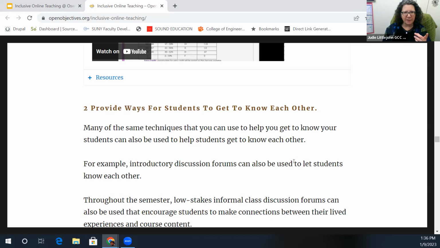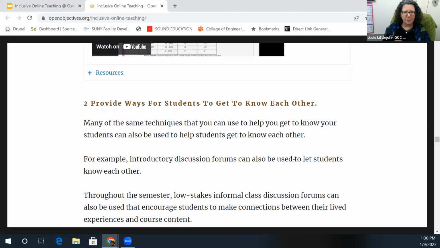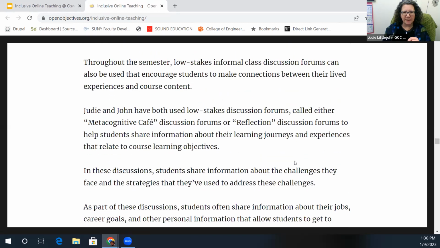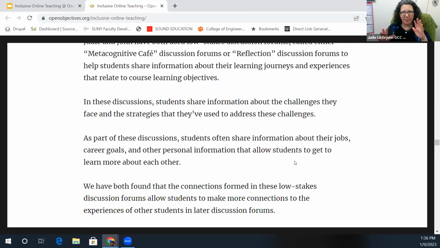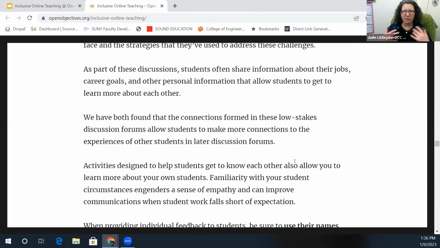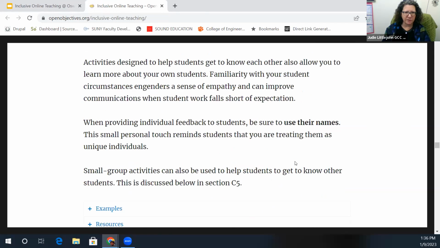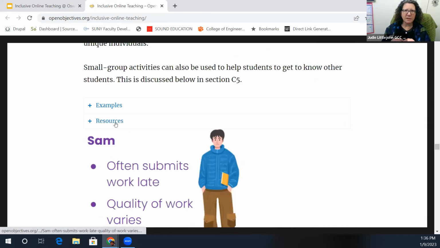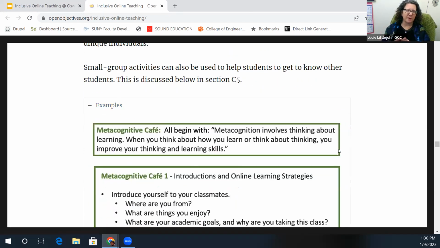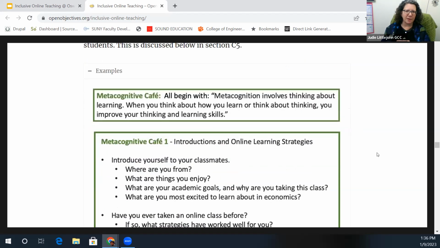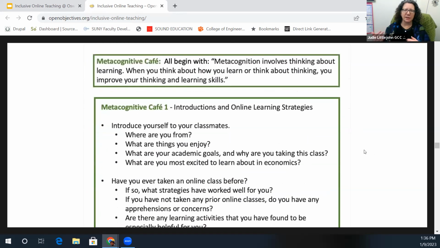And we talked about this a little bit a few minutes ago, where one thing John and I have both tried extensively is some type of discussion where they're talking about how they're learning and sharing ideas with each other. And these are awesome ways to build community in the classroom. It also alleviates the sense of isolation that the truly remote learner can feel.